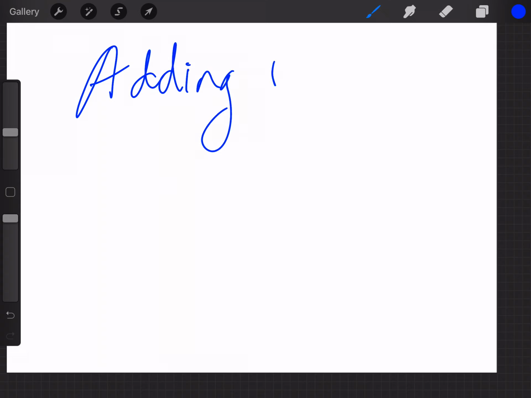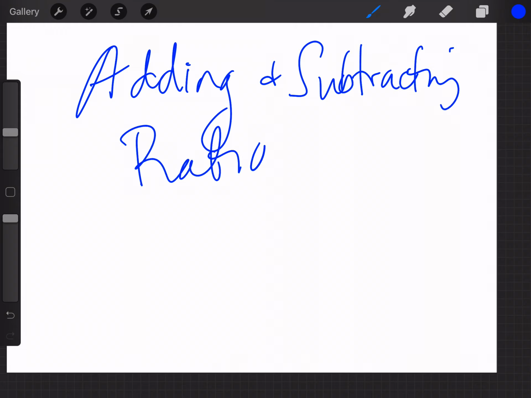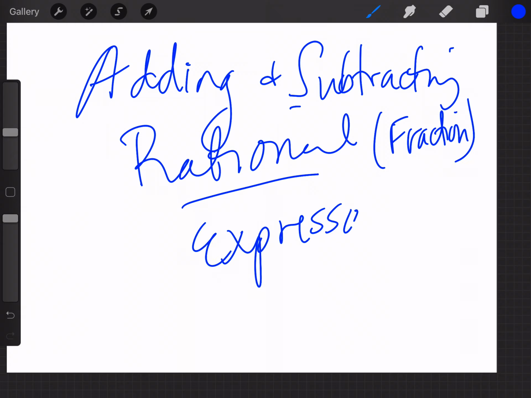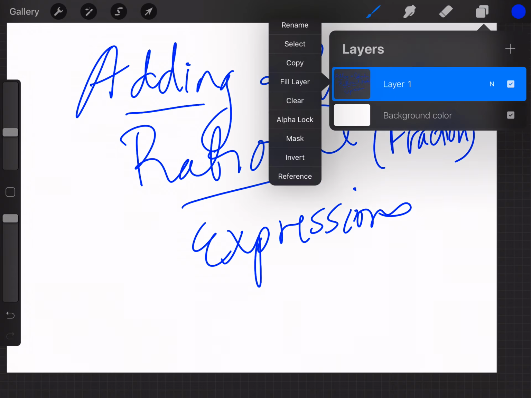And today we're going to do adding and subtracting rational, which is another word for what? Thought I didn't hear it, so that's fraction. Expressions, okay? And that's what we're going to be learning about. I know you just did multiplying and simplifying, but now we're going to do adding and subtracting. All right, so let's see what we can get on with here.